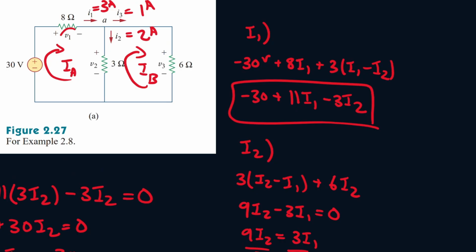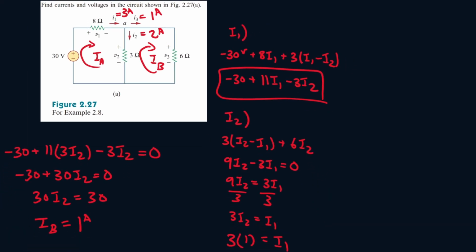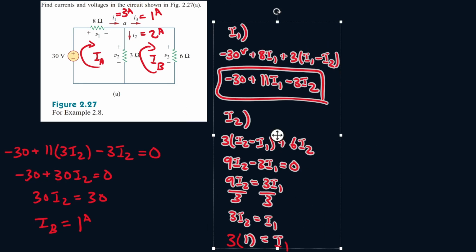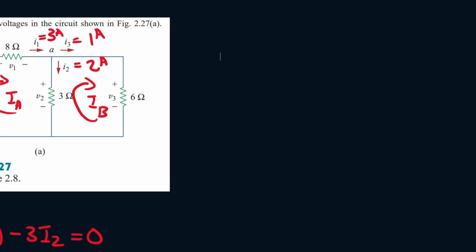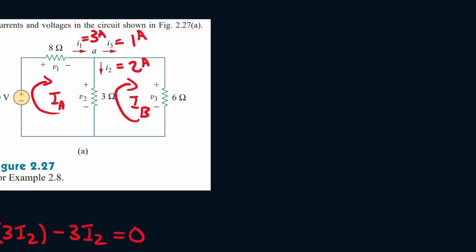Now let's find these voltages. Let me first erase all of this. Okay, so now we know that V equals IR. So for this one, we see there's a 3 amp current moving through the 8 ohm resistor. So it'll be 3 times 8, which is 24 volts. Okay, so that's for V1.